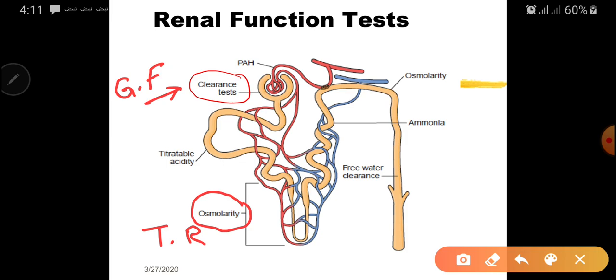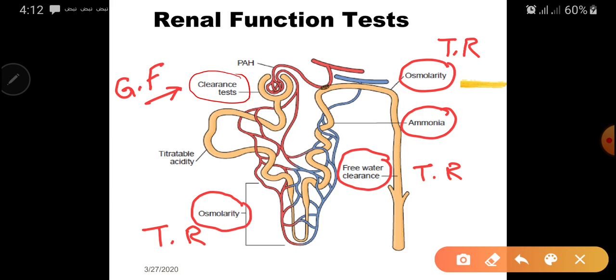Another test that can be helpful for evaluating the capacity of the kidney to reabsorb water and work sufficiently is called the free water clearance test. This test is also for tubular reabsorption, and of course for the evaluation of distal tubule function. Another test that can be used to evaluate kidney tubular secretion, as we said before, is the measurement of ammonia. Formation of ammonia is very important for tubular secretion.